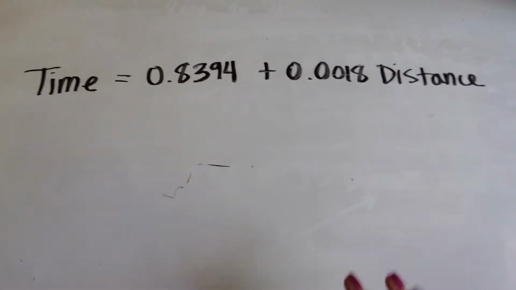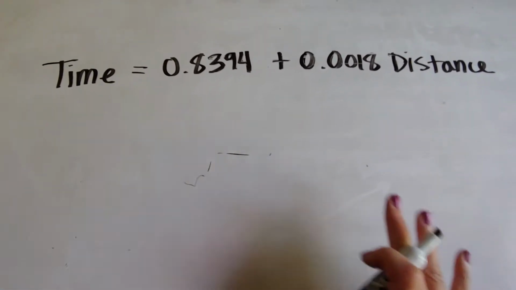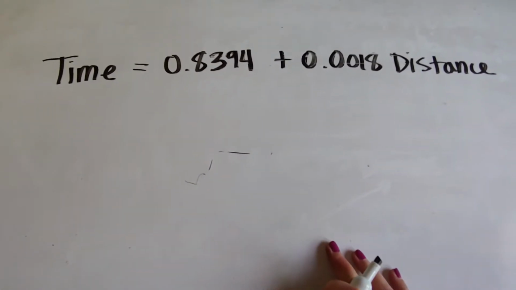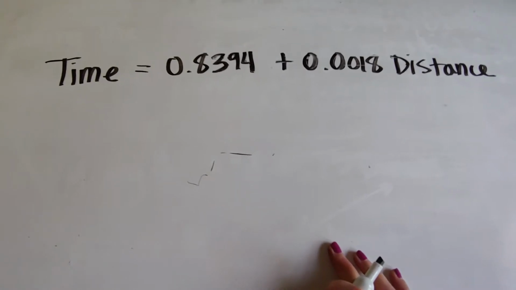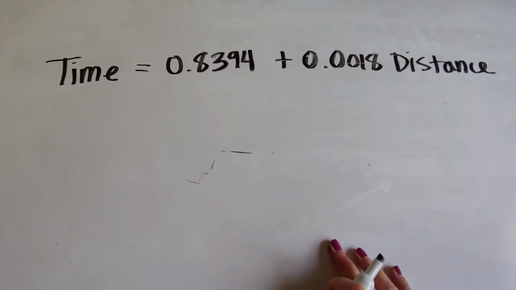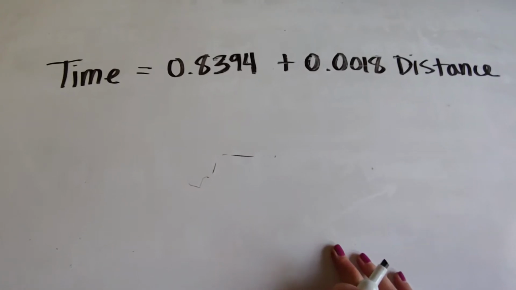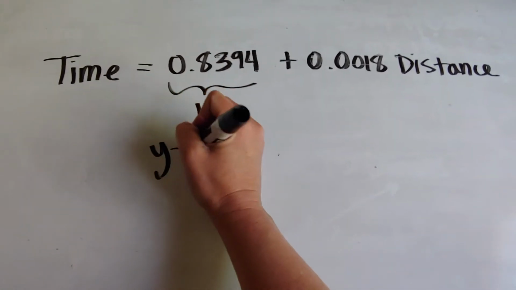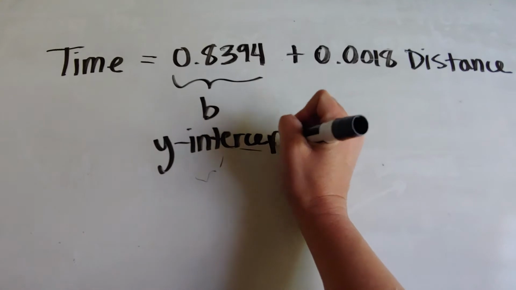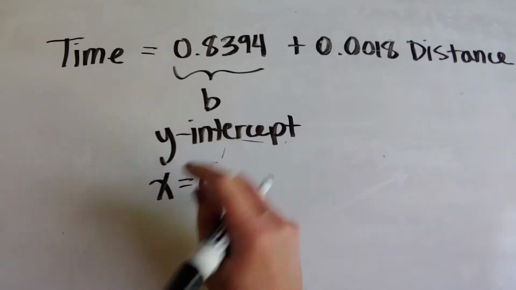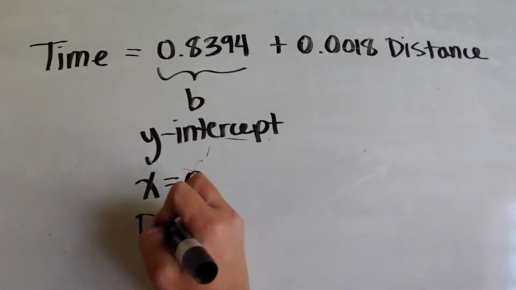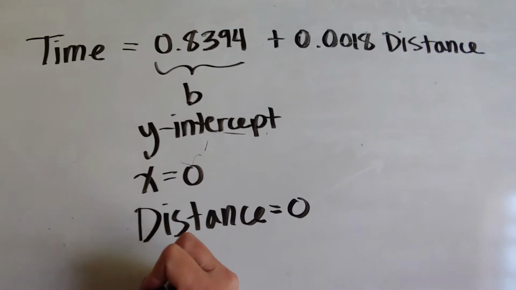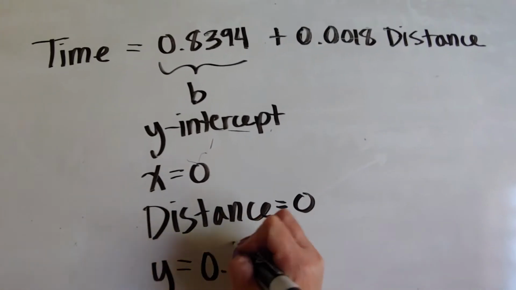In this video, we're going to talk about how to interpret the slope and the intercept in the context of a problem. So this is the equation that we got in the last video using time traveled in a plane and the distance traveled. Okay, so first off, this right here is our B, which is our y-intercept. So this means that when x is 0, and x in this case is distance, so the distance is 0, then the y value equals 0.8394.